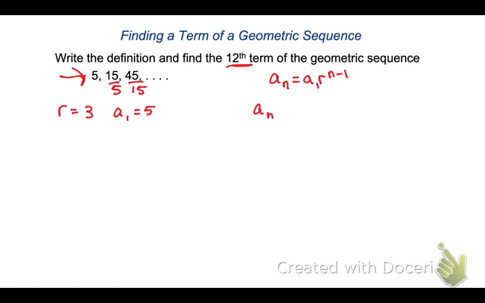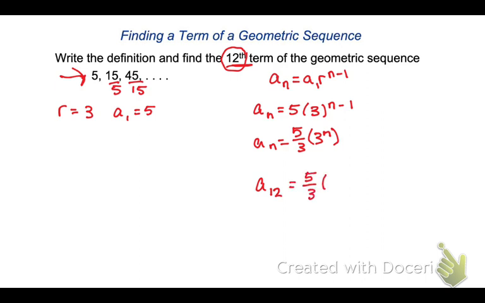So a sub n equals 5 times 3 to the n minus 1. So then it will be 5 over 3 and then 3 to the n. So there's my definition. Now it wants what power? 12. So I have a sub 12 is 5 over 3 times 3 to the 12th. So one 3 reduces, so now it becomes 3 to the 11th.